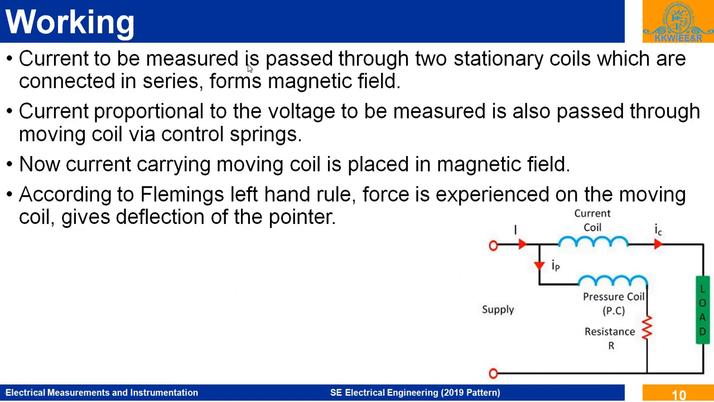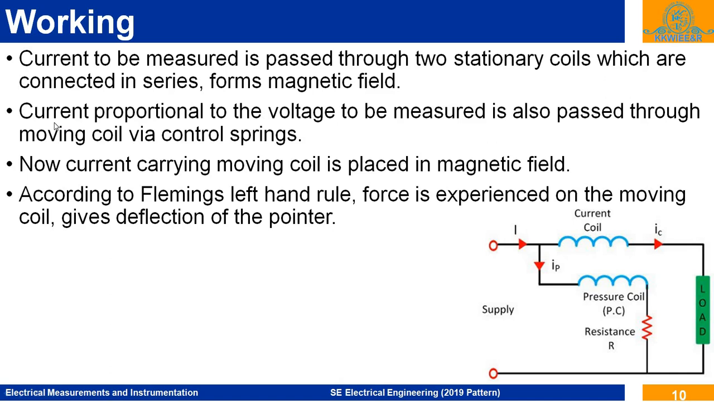The current to be measured is passed through the stationary coils, which are connected in series and form the magnetic field. This is the current coil, divided into two parts, which is connected in series with the load. This current coil has terminals designated M and L. M is connected to the main supply side and L is connected to the load side.